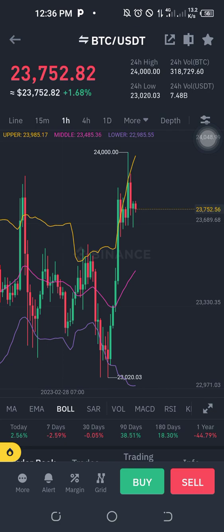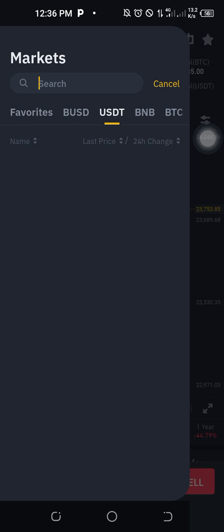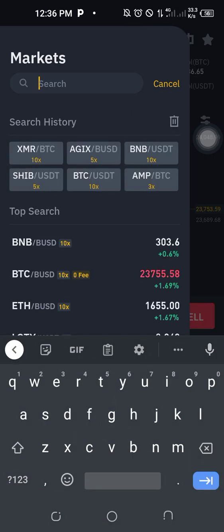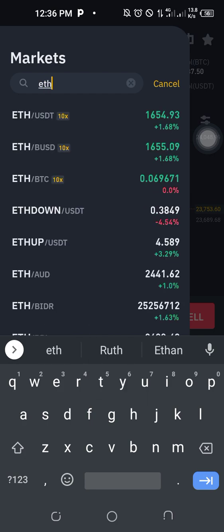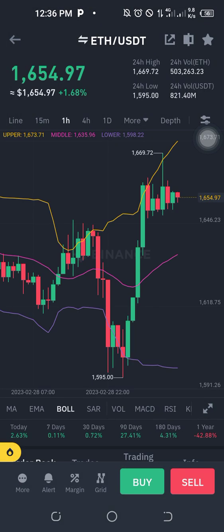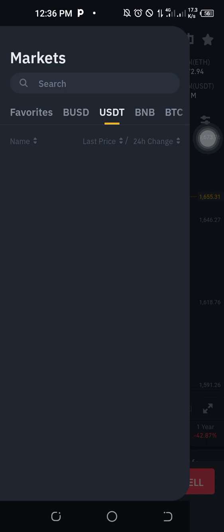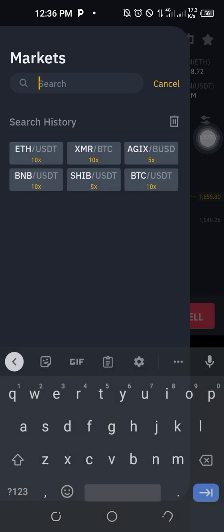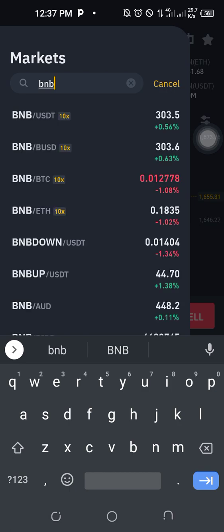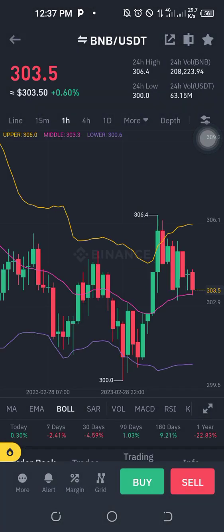So let's check another coin. Let me check Ethereum, ETH, and then let's see the candle. So Ethereum is also up. They are actually moving positively correlated, so they're moving in the same direction at the moment. So let's see BNB. This is just how you check. So BNB also is not on the lower Bollinger Band.